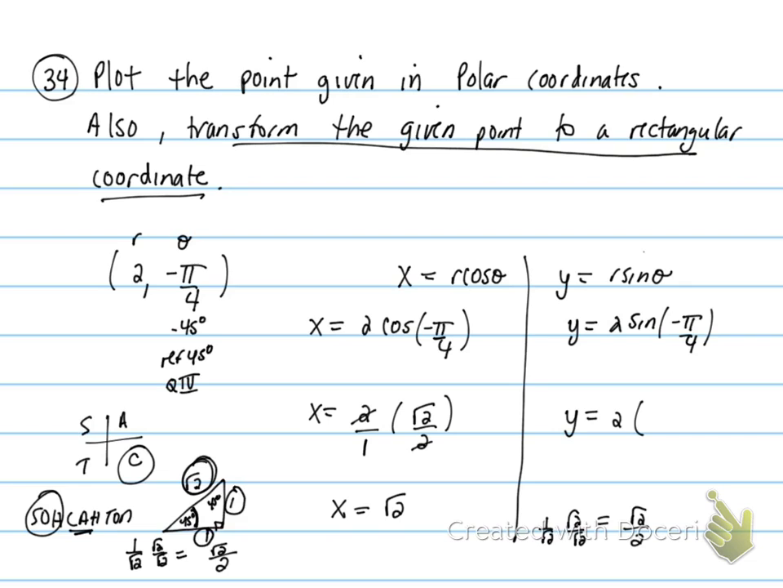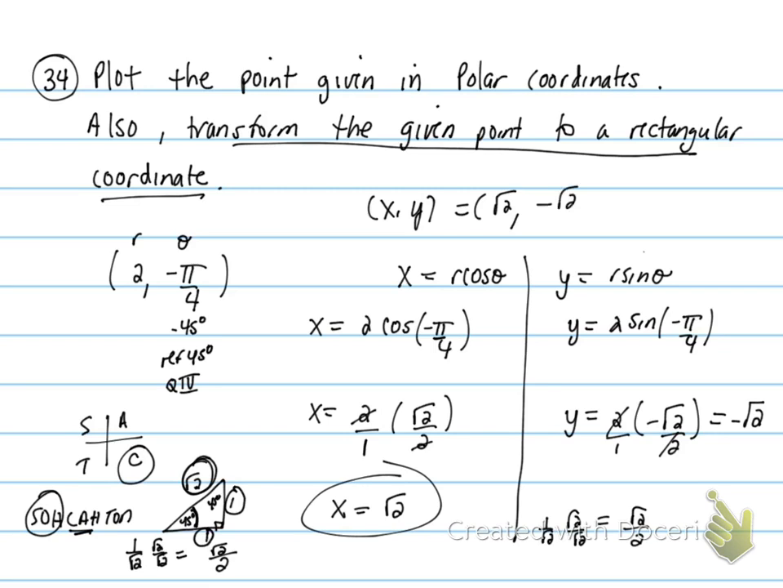And again, using our All Students Take Calculus, we notice in quadrant 4, sine would actually be negative. So I'm going to go ahead and cancel my 2's here, again thinking of that as over 1. And we're getting negative square root of 2 for the y coordinate. So we're getting for our xy coordinate, root 2 for x, and negative root 2 for y.